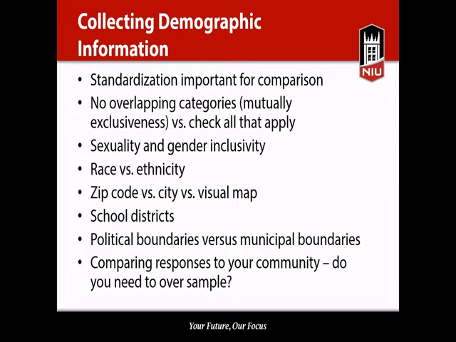Race versus ethnicity, the census does break that out. So when you're thinking about that, is that something you want to do? If you want to track where people are living, are you going to look at zip code data versus writing in a city or using a drop-down menu for a city? Drop-down menus are nice if you're doing it on a laptop. They can be clunky if you're doing it on some kind of smaller device. I've seen some surveys where they actually use a visual map, like drop a pin where you live.